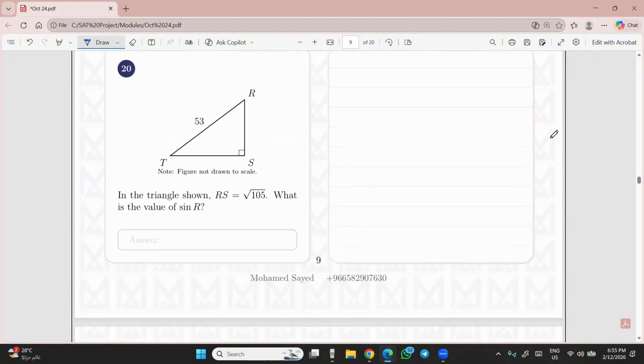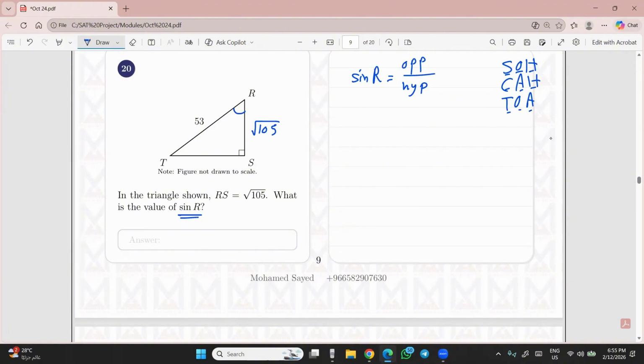Question number 20. We have a right triangle. It says in the right triangle shown, RS is the square root of 105. So this is RS here. This is the leg, square root of 105. What is the value of sine R? And this is R. And of course, we know that the sine of any angle is equal to opposite over hypotenuse. Remember this: SOH, CAH, and then TOA. Sine is equal to opposite over hypotenuse. Cosine is adjacent over hypotenuse, and tan is equal to opposite over adjacent.